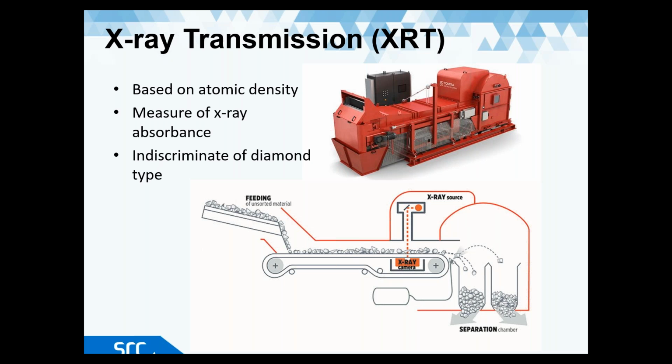So this is where X-ray transmission then comes in. It's not necessarily new, but it is evolving. It's a different technique that they use for X-ray transmission recovery, and it's based on atomic density. Rather than looking at the luminescent properties of the stones, it's looking at a measurement of X-ray absorbance. So it's really indiscriminate of diamond type. And so we're going to look at how this algorithm works.